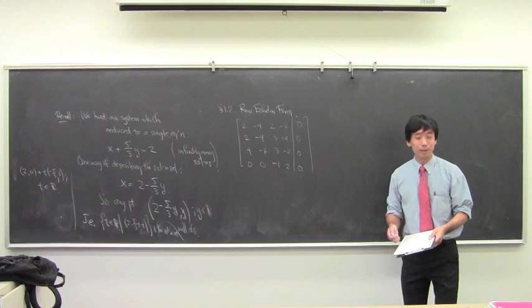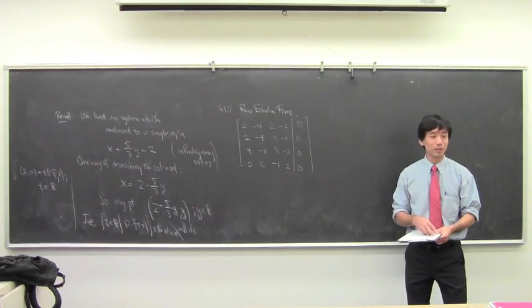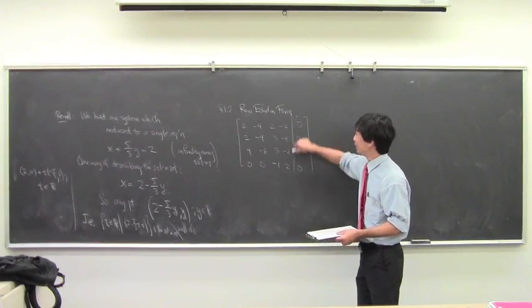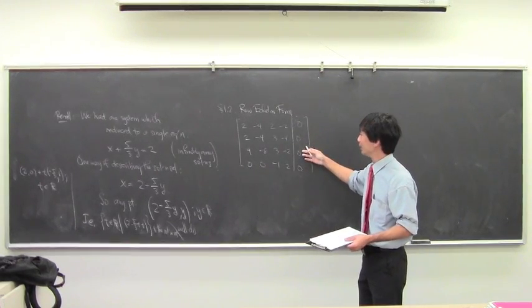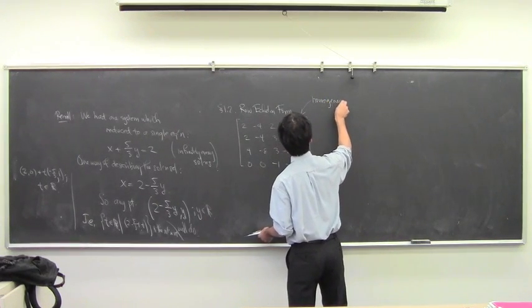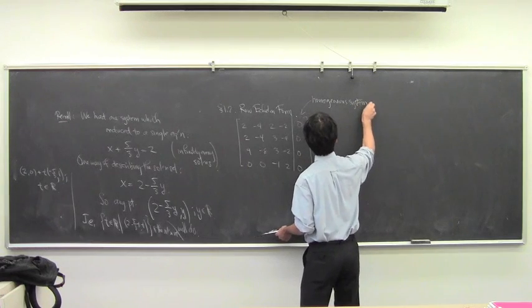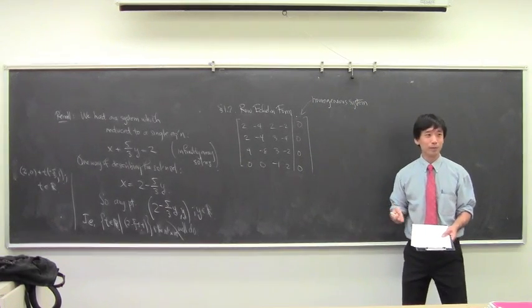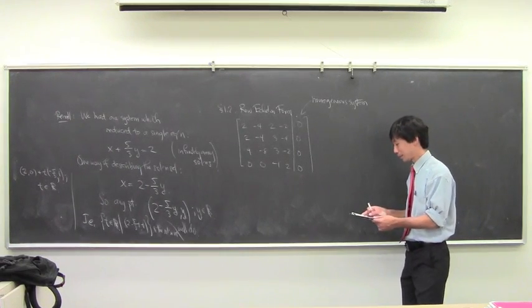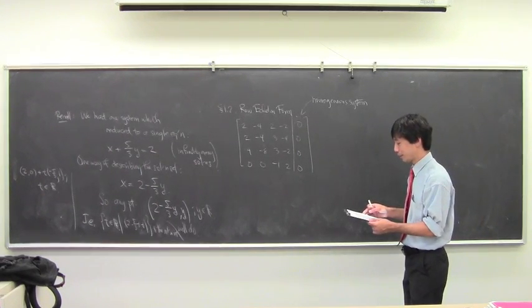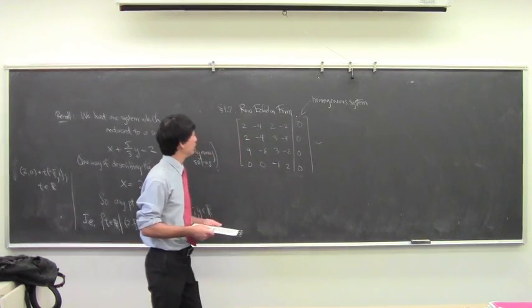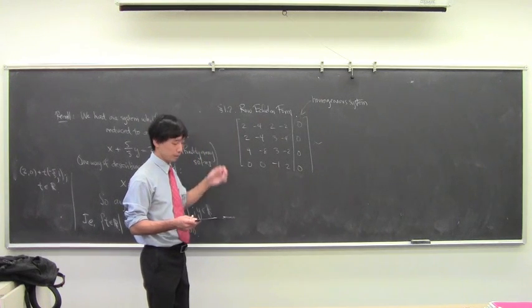First off, can anyone tell me one solution to this system? 0, 0, 0, 0, 0. Right? So you notice that the numbers over here are all 0. This is what's called a homogeneous system. Homogeneous systems always have at least one solution: 0, 0, 0, 0. So what would you do to solve this system?